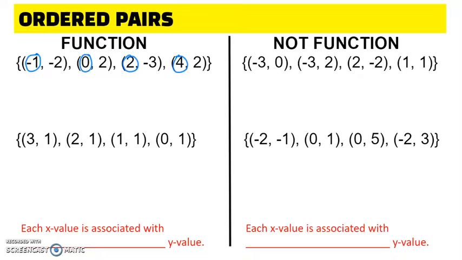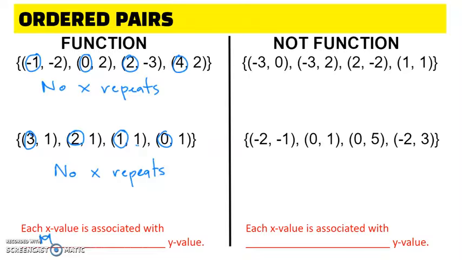So I look here: negative 1, 0, 2, 4. No x repeats. That's why it's a function. If I look at the bottom one, again, it's just the x values. I don't care that y is repeating every single time. Y can do whatever it wants. It's all about x: 3, 2, 1, 0. No x repeats. That means every x has its own y. Each x is associated with only one y value.